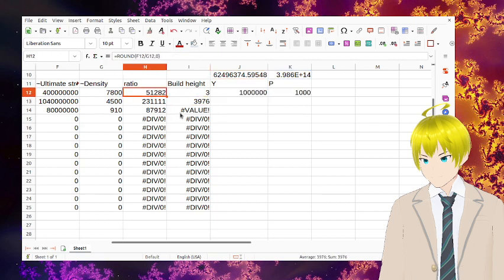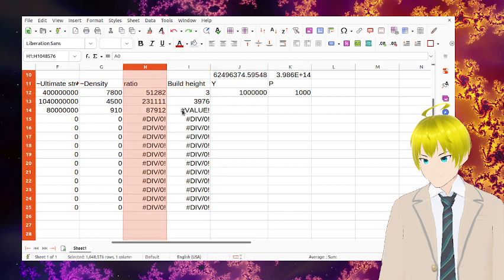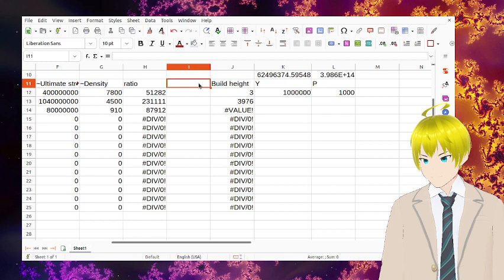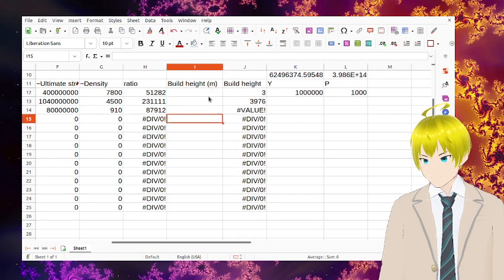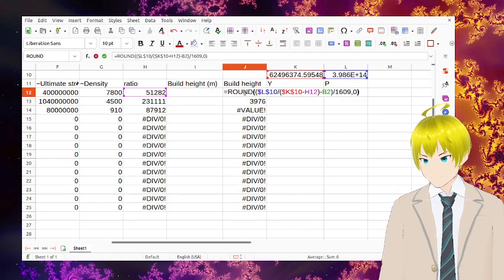Okay, let's just confirm that this would be a 0. Yeah. So actually, I'm going to do another column for build height in terms of meters. So, build height meters. I'll put a tilde in front of it. I'll widen the column so you can see it. And this will be the same thing, but without the 1609.